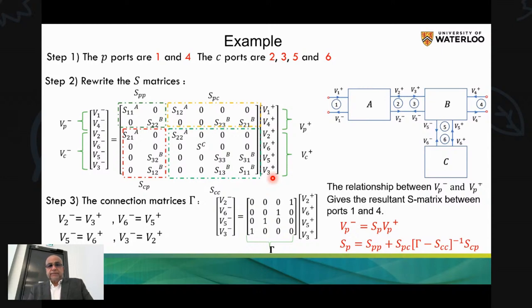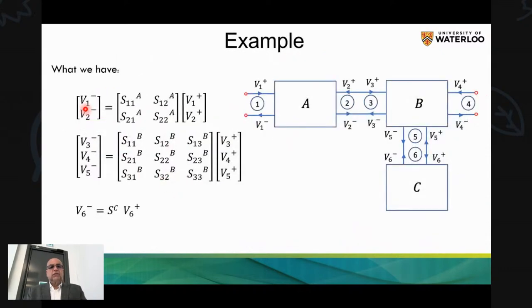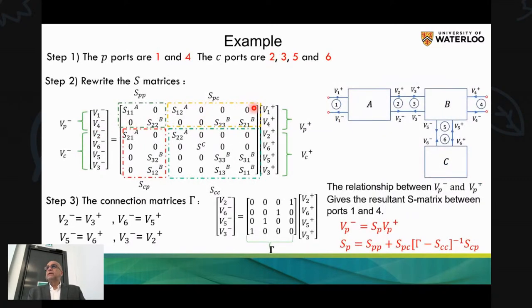Now, if I go back in here, what is V1 minus? From this equation, V1 minus equals S11A, V1 plus, S12A, V2 plus, right? So I'm going to write these equations, but I'm going to write them with some zeros. So this is exactly the first equation. V1 minus equals S11A, V1 plus, S12A, V2 plus, okay? And then V4 plus, V6 plus, V5 plus, zeros. No objection, I hope. Just the same equation.